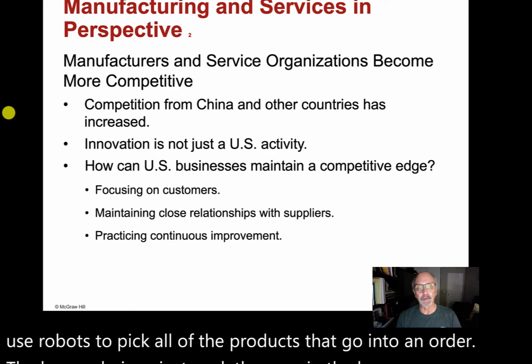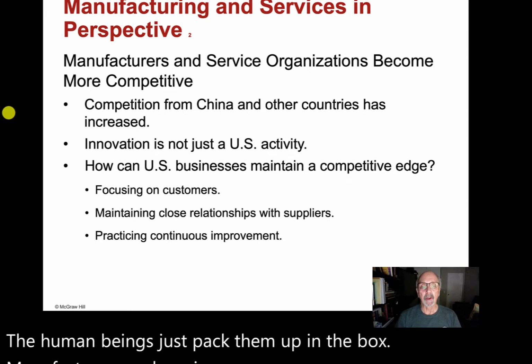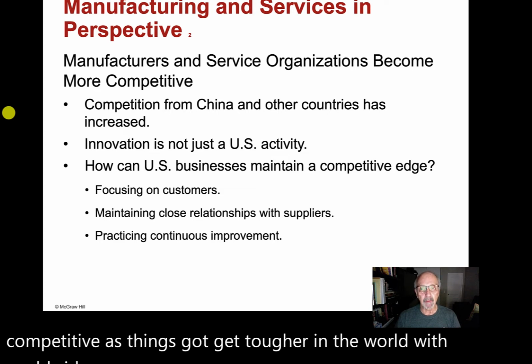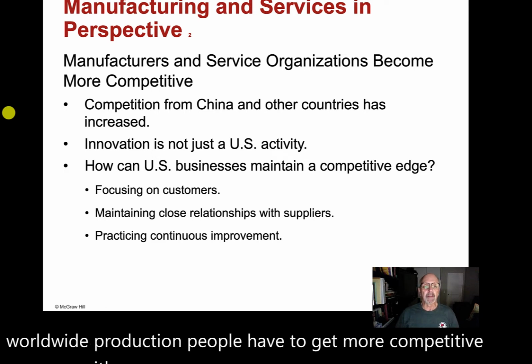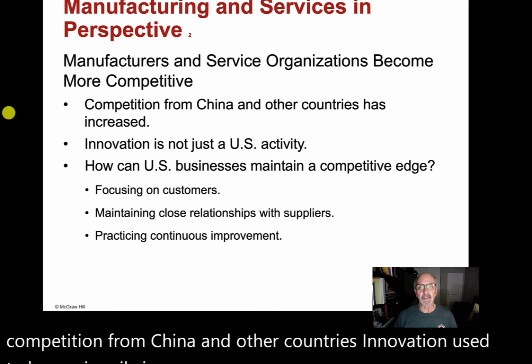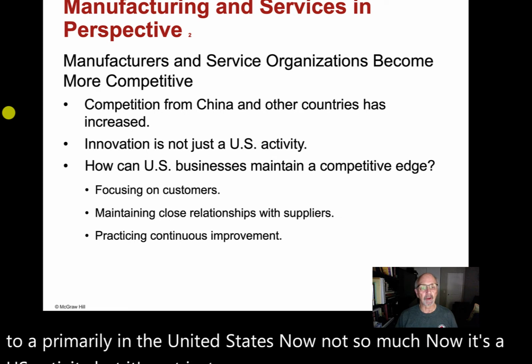Manufacturers and service organizations become more competitive. As things get tougher in the world with worldwide production, people have to get more competitive, come up with new ideas. They're fighting things like competition from China and other countries. Innovation used to be primarily in the United States. Now, not so much. Now it's a US activity, but it's not just the US, it's happening around the world.